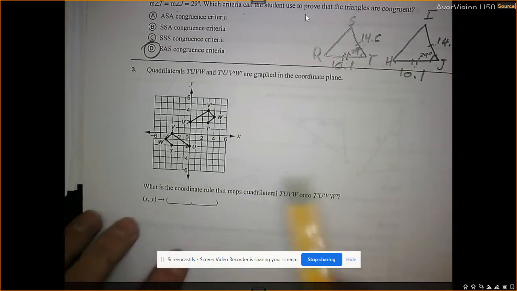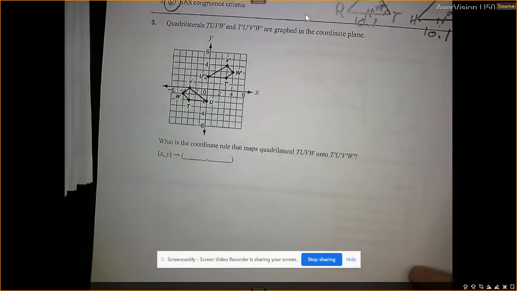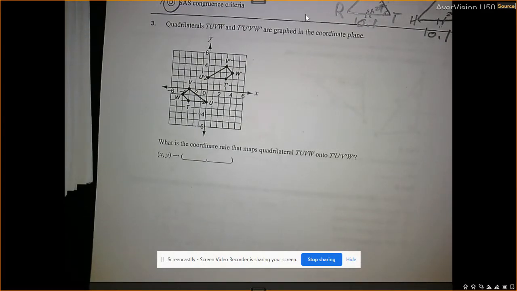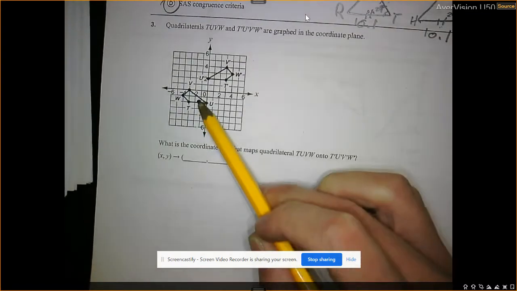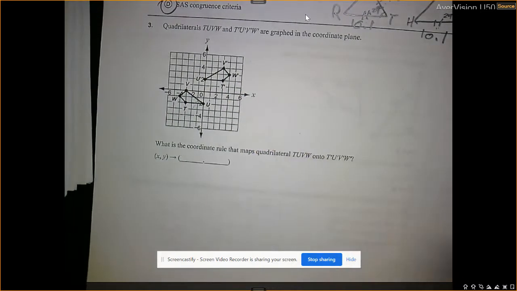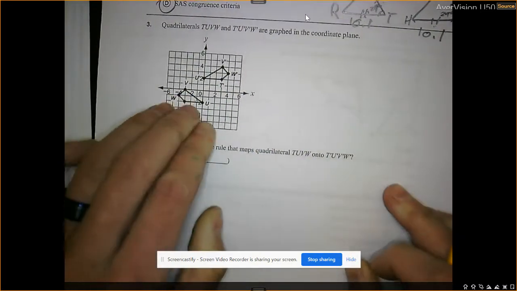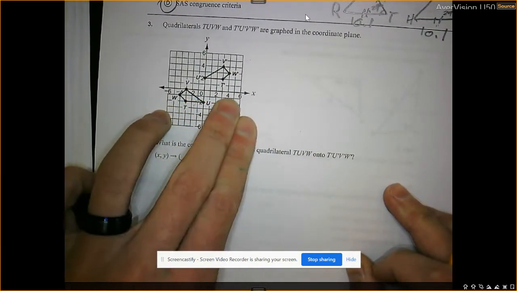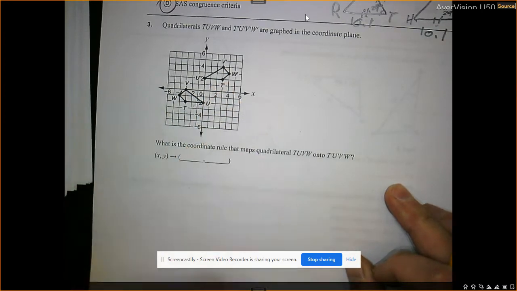Okay, looking at number 3, quadrilaterals TUVW and T prime U prime V prime W prime are graphed in the coordinate plane. Okay, here is the original. This is the pre-image, and it gets over here to our image. We have to figure out what's happening. How do we get from this image here up into this image here?